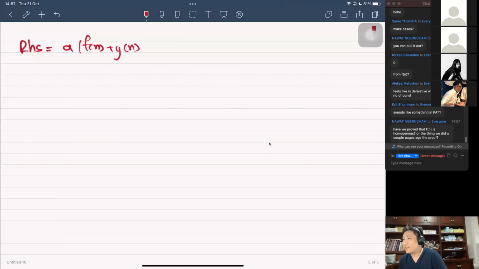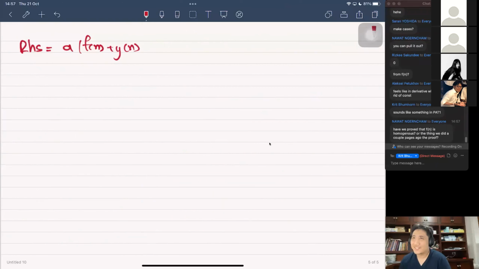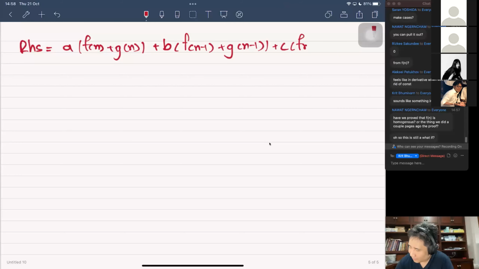We proved that if f of n is a solution to a linear homogeneous recurrence, which is really a mouthful, then any constant times f of n is also a solution to the same recurrence. The proof is actually you just rearrange my argument a little bit. Plus b times f of n minus 1 plus g of n minus 1, and then plus c times f of n minus 2 plus g of n minus 2.